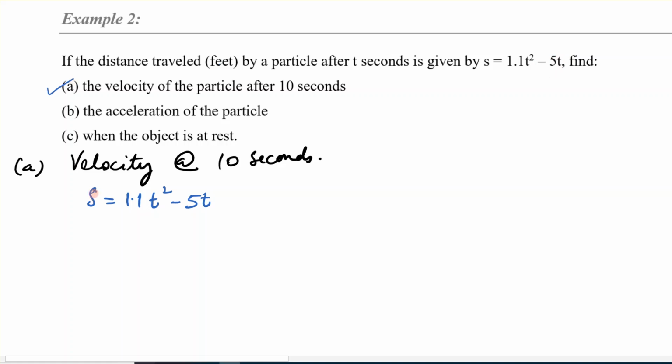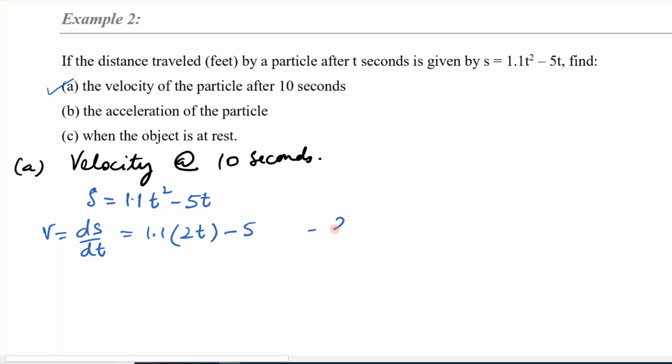Since this is our distance function, velocity is the first derivative of the distance function. So that is our velocity. The derivative of t square would be, and the derivative of negative 5t would be negative 5.